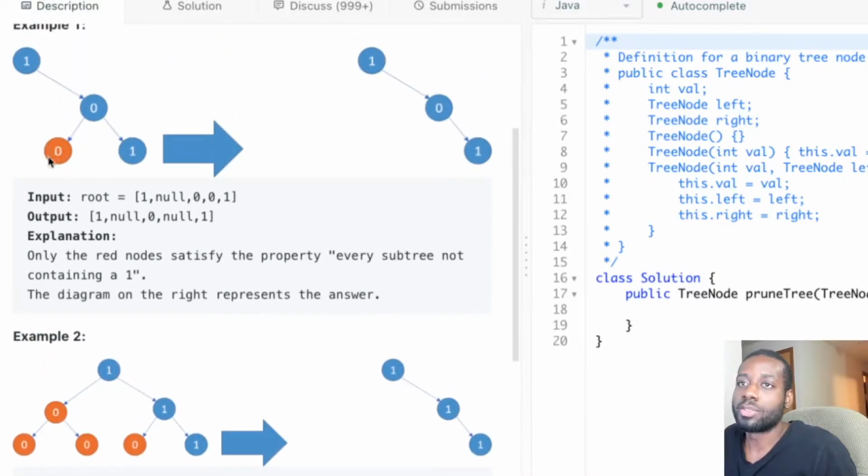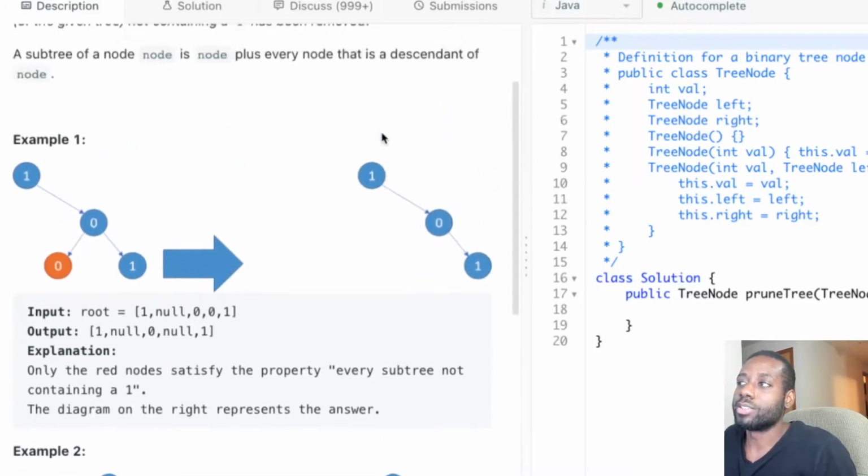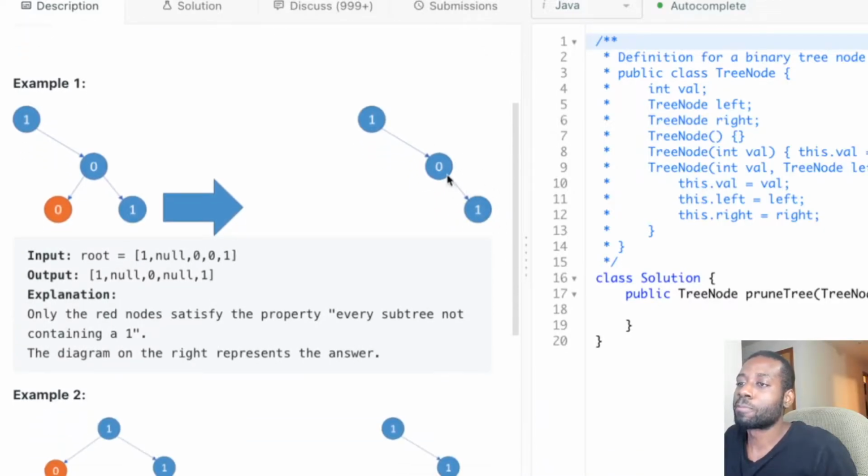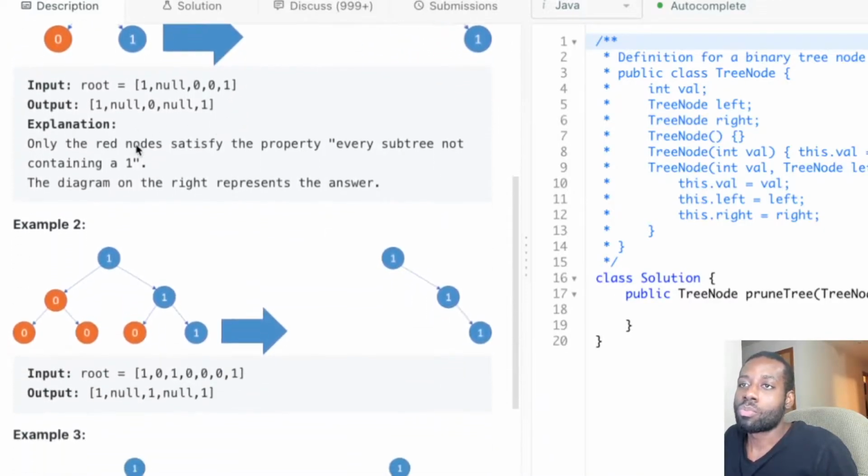This zero obviously has no one in that subtree, so we got rid of it, and then we end up with this one. This zero has a one on its right side, so we don't delete that zero, because there's a one that exists. A subtree is the node plus all of its children, which is important.